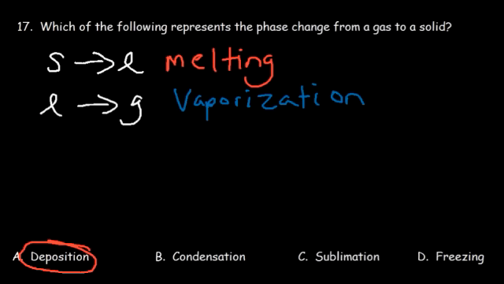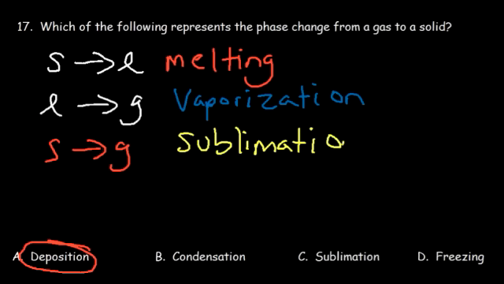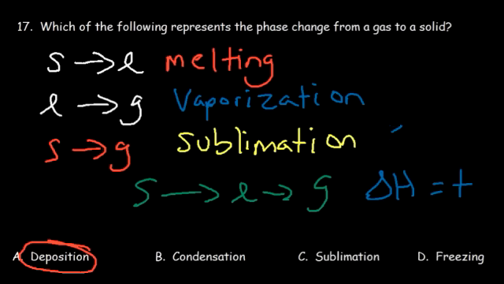And from a solid directly to a gas, this is called sublimation. Melting, vaporization, and sublimation, as you go from a solid to a liquid to a gas, these processes are endothermic. The enthalpy will be positive.